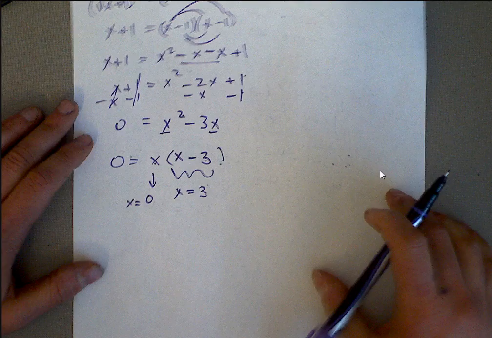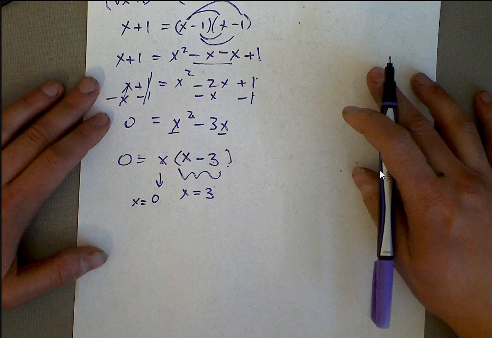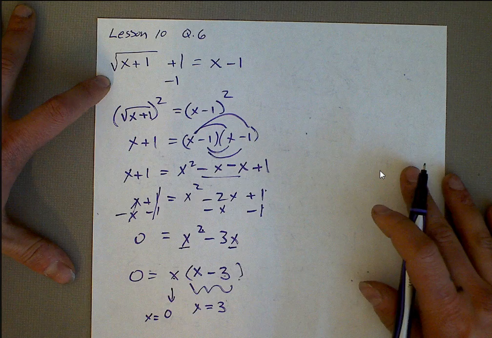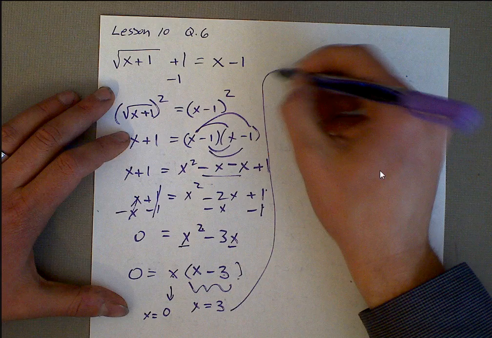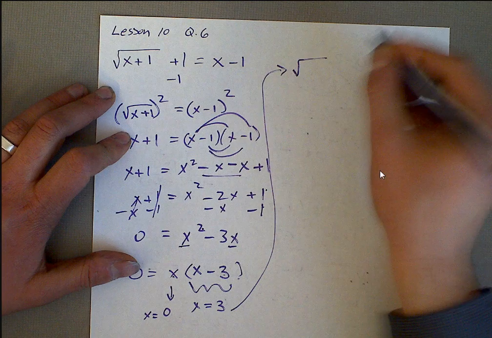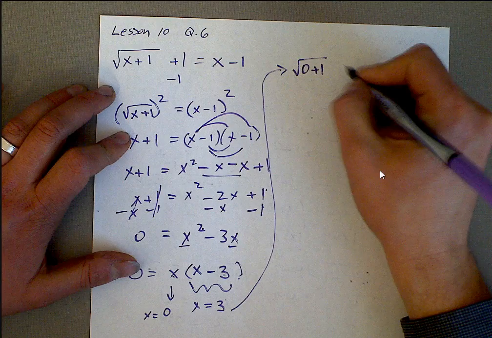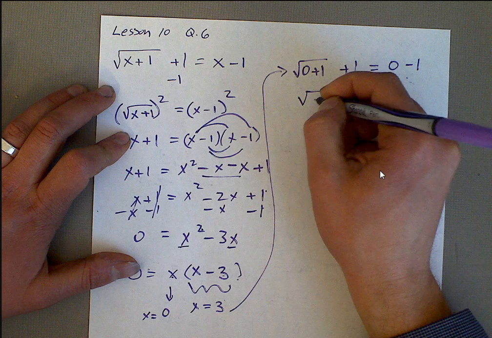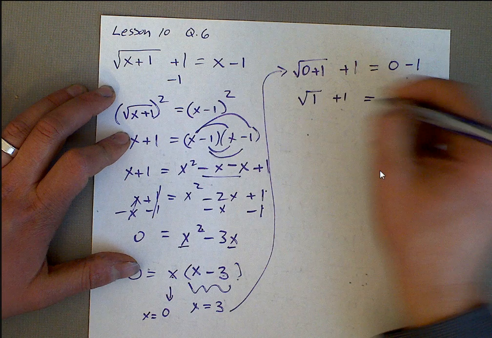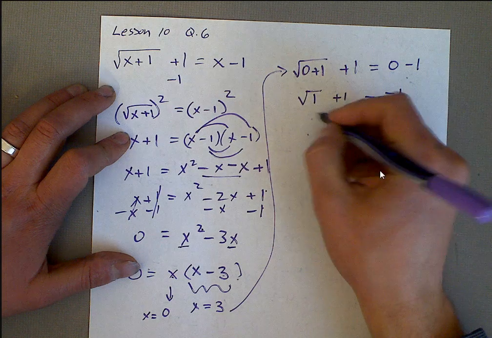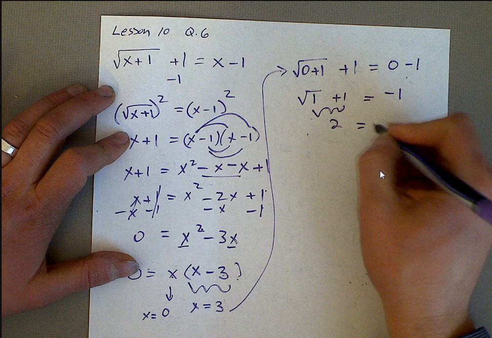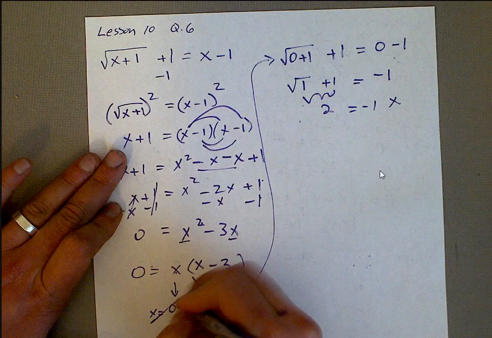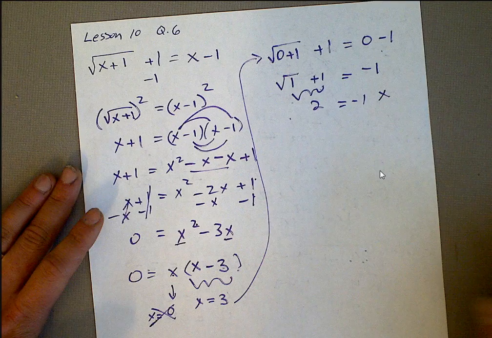Now let's check again whether both of those solutions or any of those solutions work. We'll put 0 back into the original equation. Let's do it over here. So we'll do the square root of 0 plus 1 equal to 0 minus 1. Square root of 0 plus 1 is 1 plus 1, which is negative 1. Square root of 1 is 1, so this is going to end up being 2 equal to negative 1, which is not true. So we know that 0 is not a valid solution.